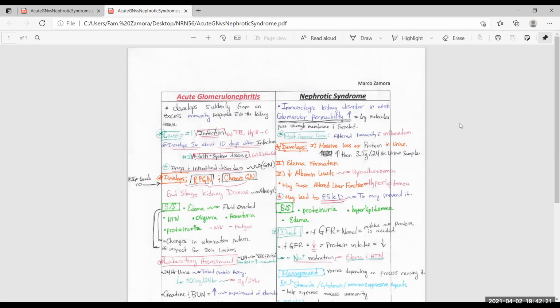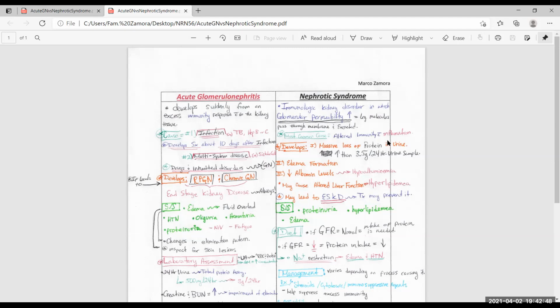Okay. Yeah. Because of the, sorry, excuse me, hyperlipidemia. Yeah. And if untreated, it may lead to ESKD. Signs and symptoms, the big ones for me were the proteinuria, the hyperlipidemia, and the edema.